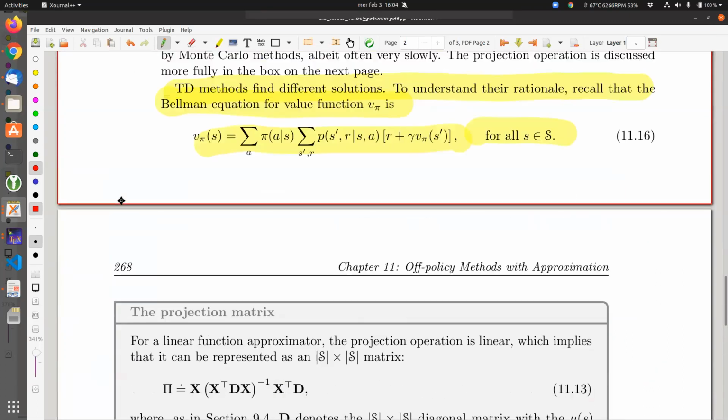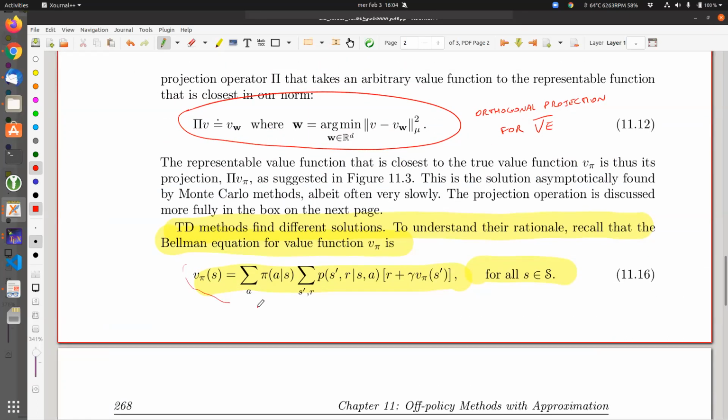So let's start from this. Look at this equation. Do you remember what this equation is? Try to tell me. It is written above, actually. Please tell me the name of this equation. It's a very important equation in reinforcement learning. The Bellman equation. Thank you.